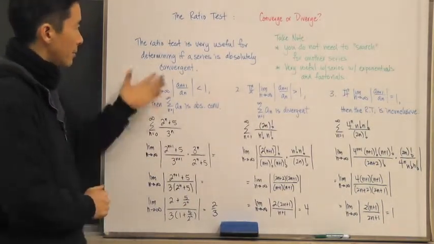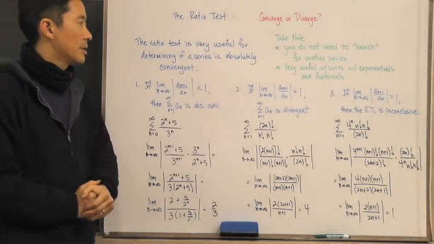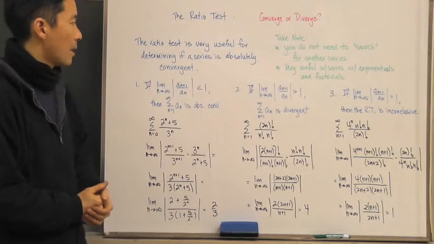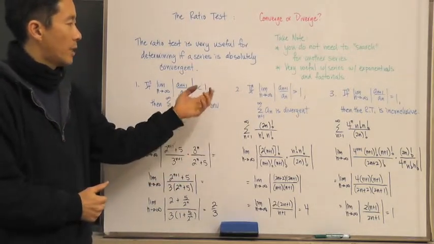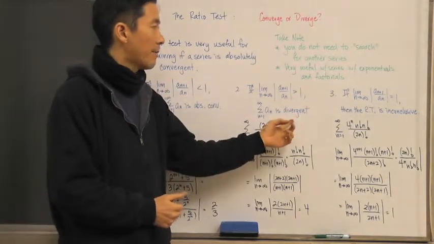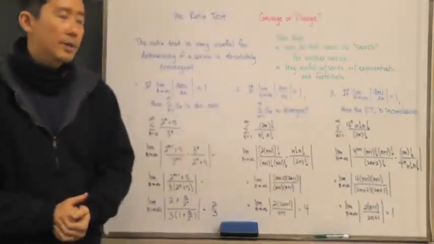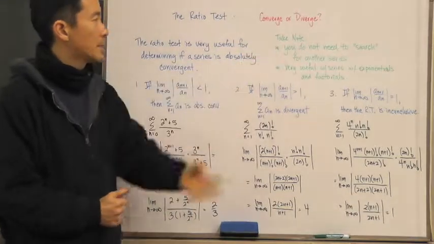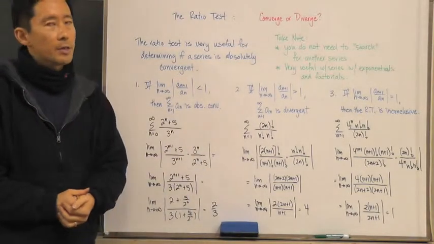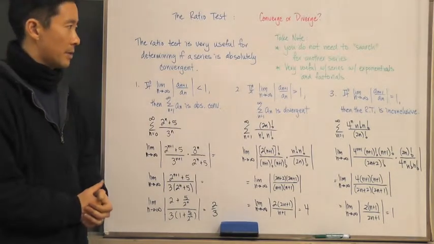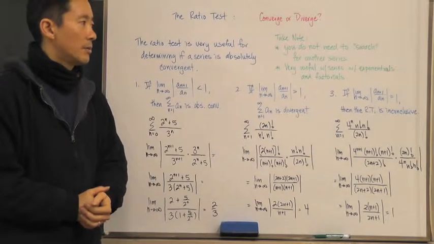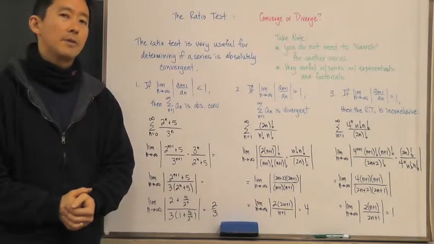And so there you go. With the ratio test again, we're using it to determine if a series is absolutely convergent or not. We're comparing it to the value of 1. So if it's less than 1, absolutely convergent. Greater than 1, divergent. Equal to 1, inconclusive. And it's going to be a very nice means to test for convergence or divergence, because we don't need to search for another particular series, and it's going to be particularly useful with series with exponentials and factorials.